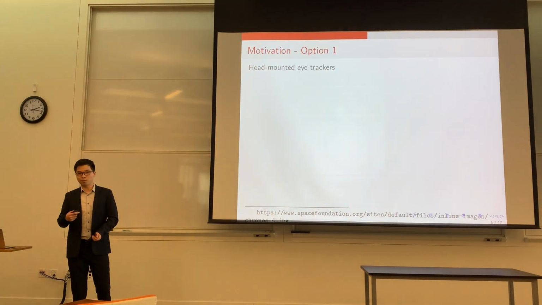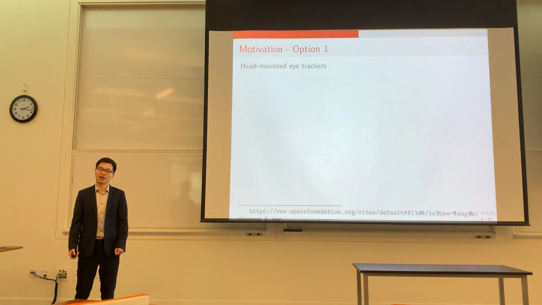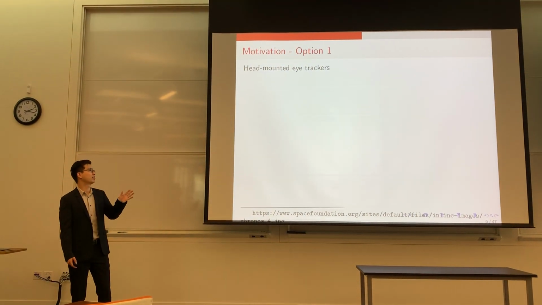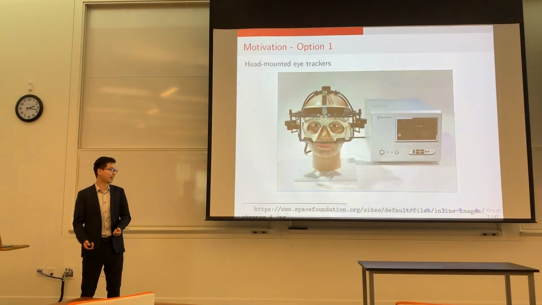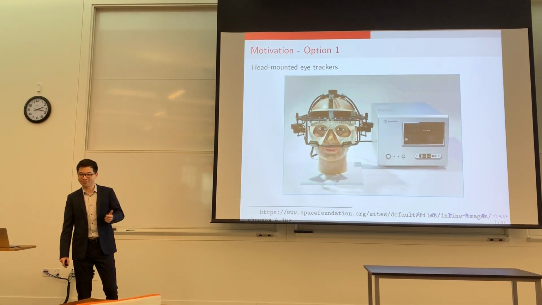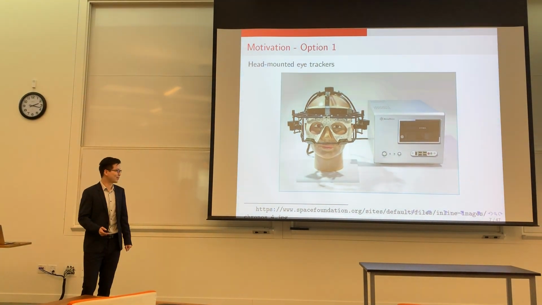Since eye tracking is so useful, I would like to explore the current options that are on the market. The first option I encountered is called head-mounted eye trackers, and it looks something like this. And then after staring at it for 5 seconds, I'm like, maybe not, this is a little bit too much.